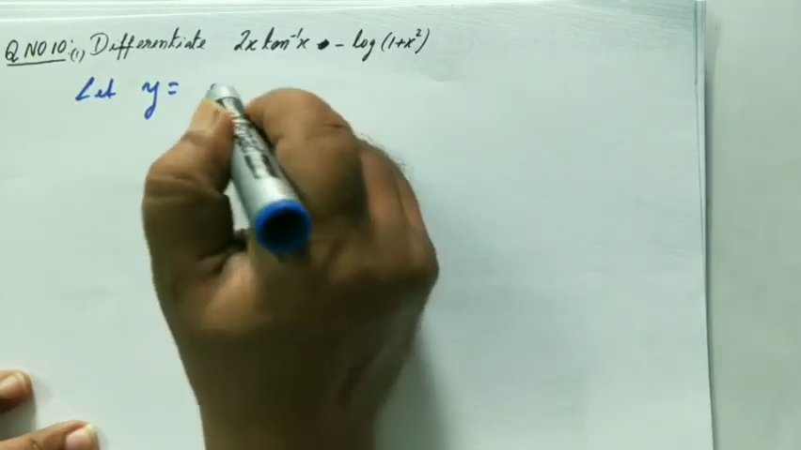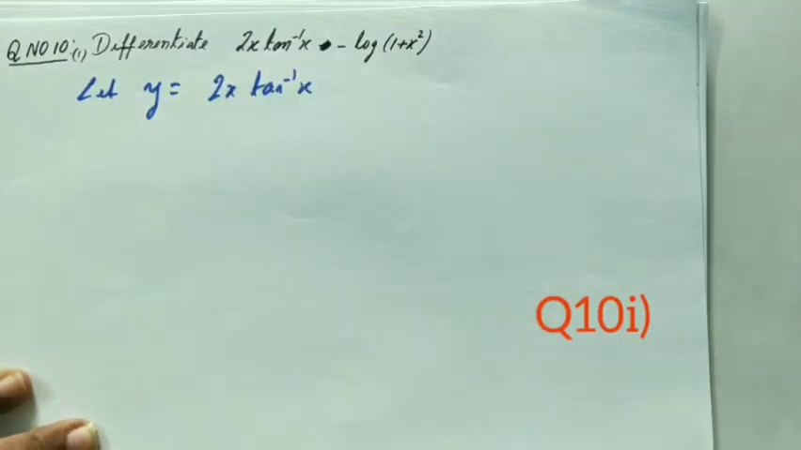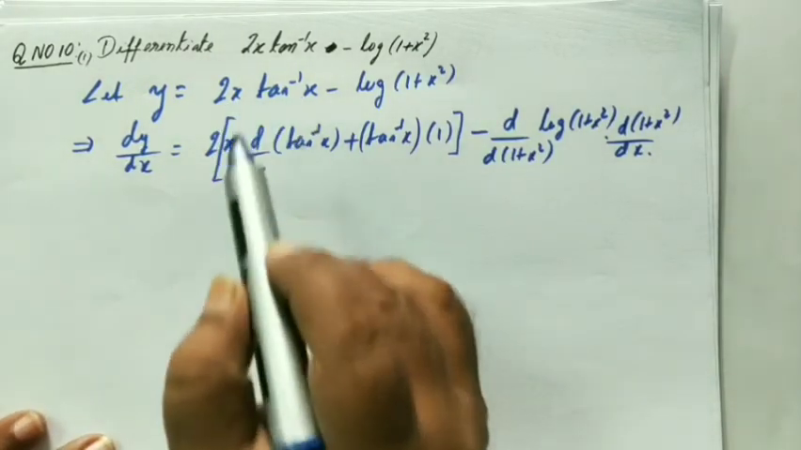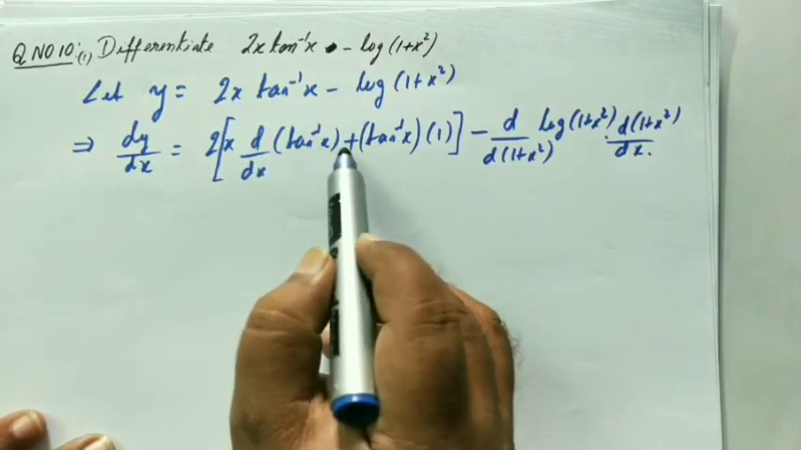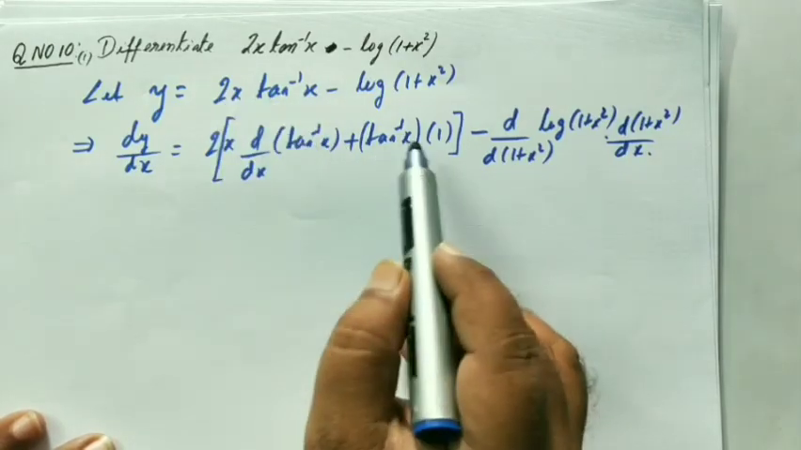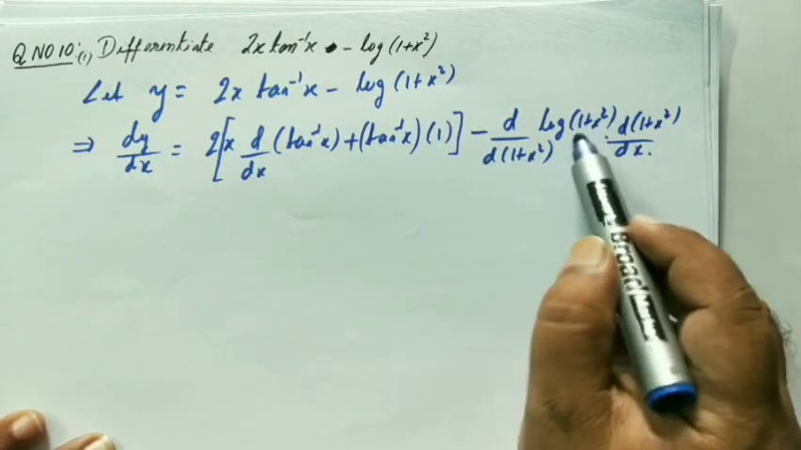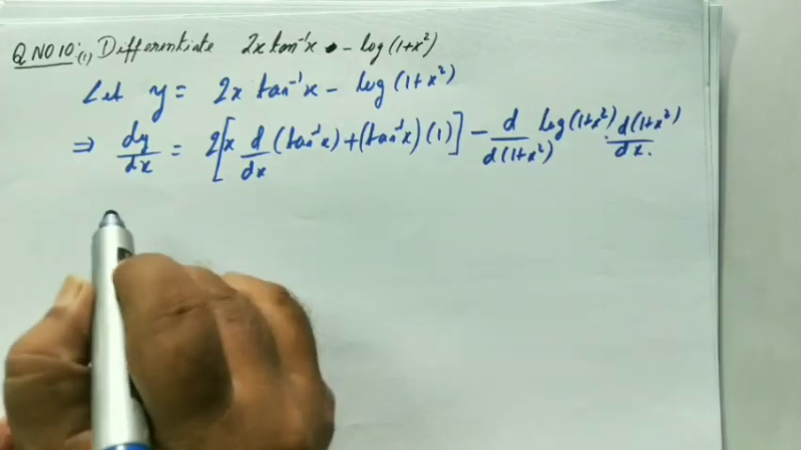Let y be equal to this. Here I am going to use the product rule: x into differentiation of tan inverse x, plus tan inverse x into differentiation of x, which is 1, minus the chain rule. First I will differentiate with respect to 1 plus x square, and then 1 plus x square with respect to x.